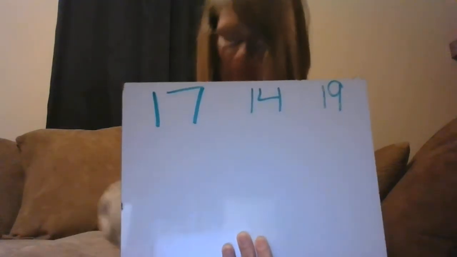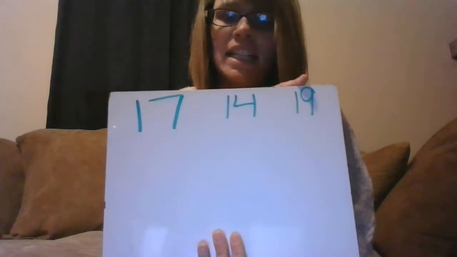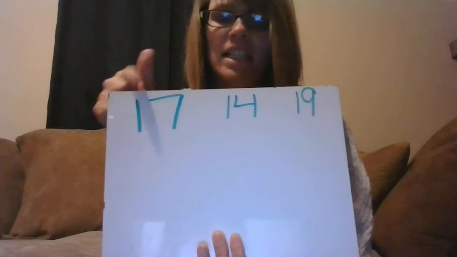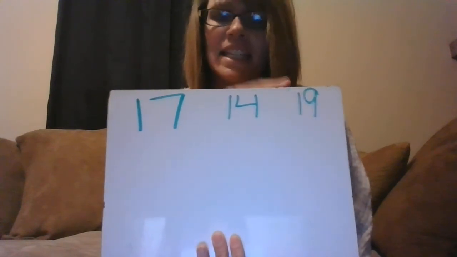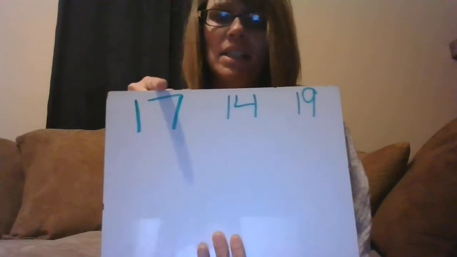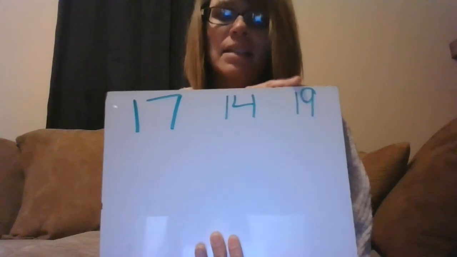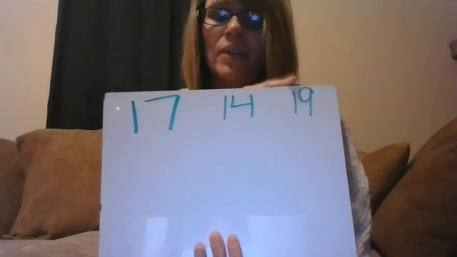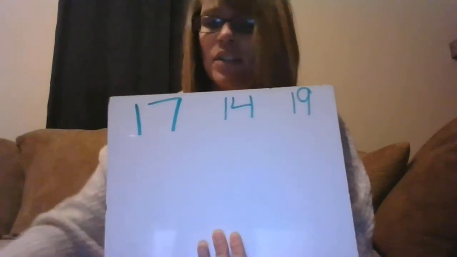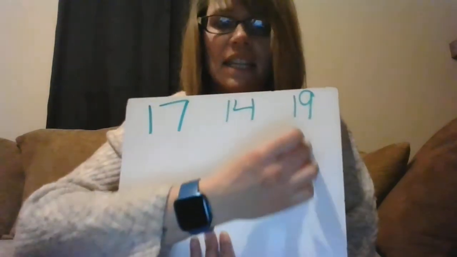Also looking at our numbers, if we look at our greatest number over here, which is 19, we know that 19 is our greatest number because, again, each one of these has a 10 in it. So if we are looking at our ones, we've got 7 ones in 17, 4 ones in this number, and 9 ones in this number. That 9 is a greater number of ones. So if you were to use your ones and your tens to build this number, you would have far more ones in this number.